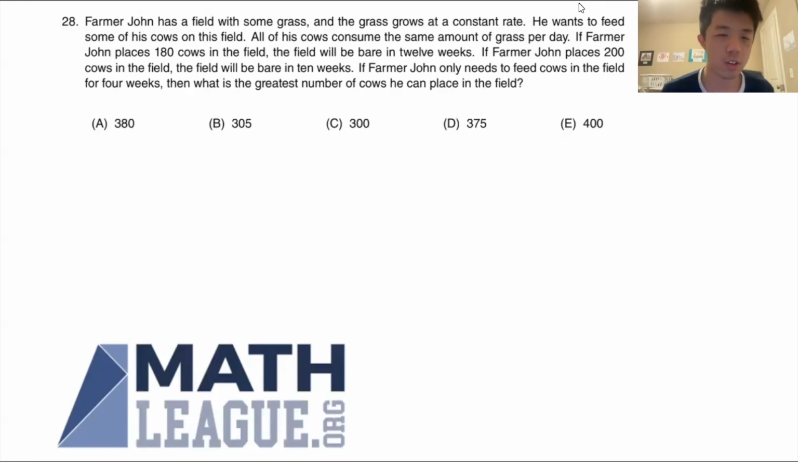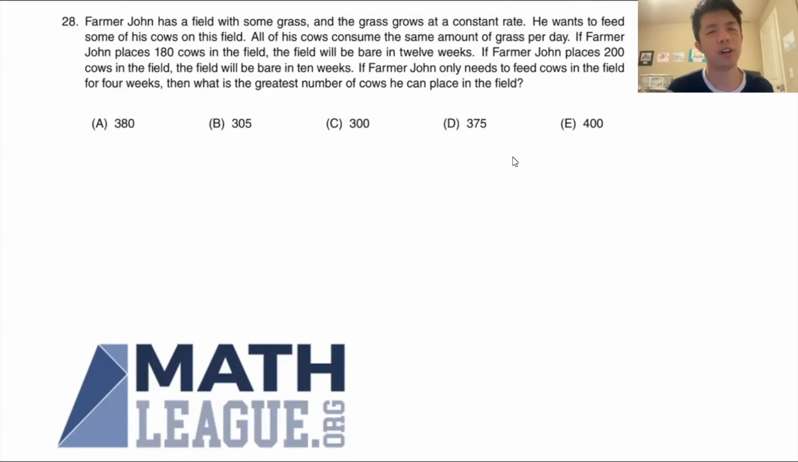If Farmer John places 180 cows in the field, it will be bare in 12 weeks. If Farmer John places 200 cows in the field, then the field will be bare in 10 weeks. If Farmer John only needs to feed cows in the field for 4 weeks, then what is the greatest number of cows he can place in the field? And we've got our answer choices over here.